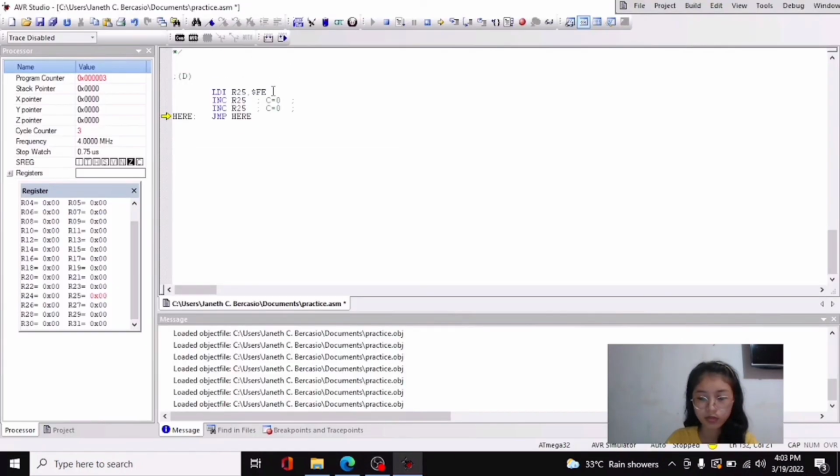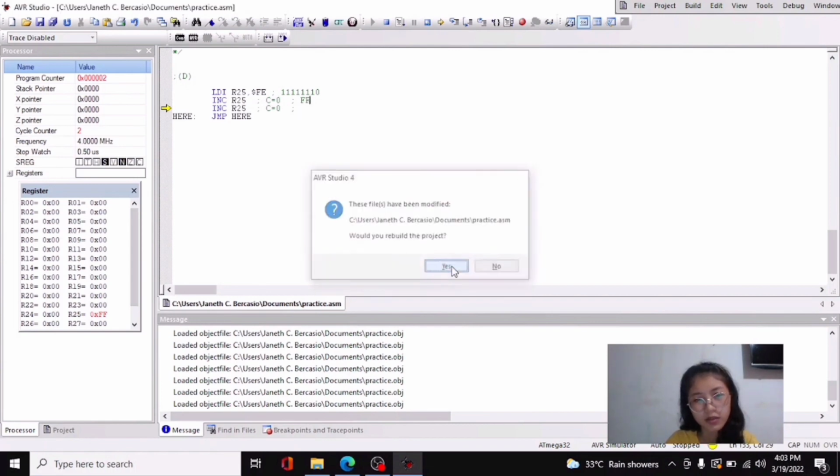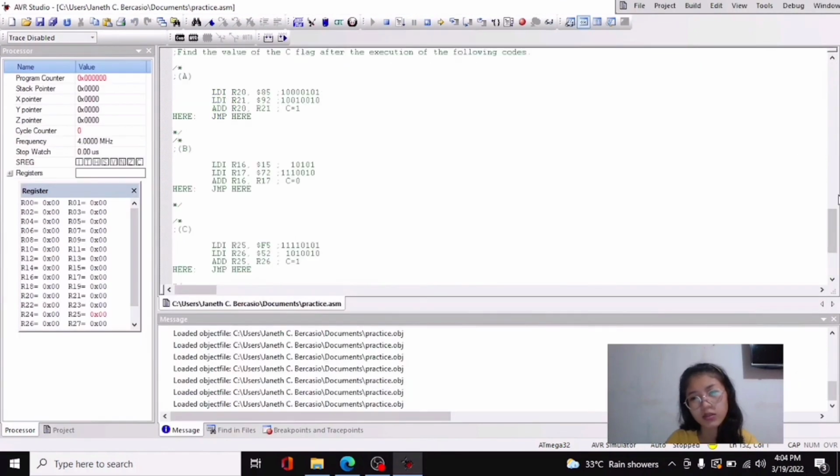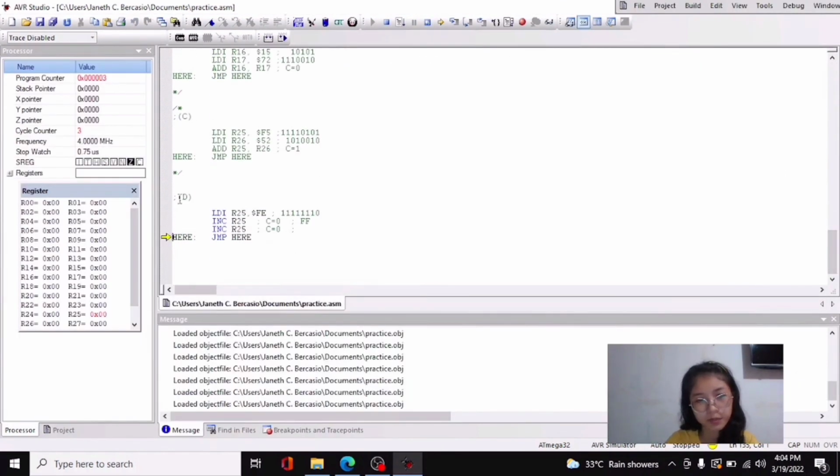FE. So let's try to simulate the program. Increasing it will result to FF. And then increasing it again, increasing it twice will result to 0. And FF equivalent is 1, 1, 1, 1, 1, 1, 1, 1. So we increase by 1 here.